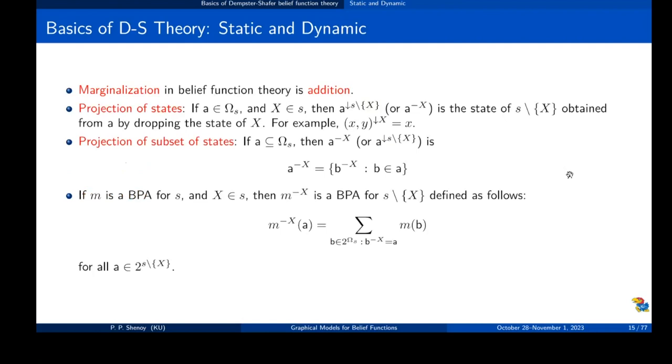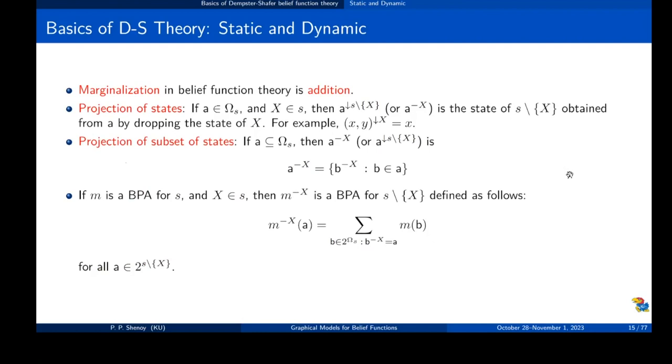So basically, I need to talk about sets. I will talk about projection of states. If A is a state of omega S, and X is a variable in S, I want to remove X from A, bring it down, A minus X. So it's a state of S minus X obtained by just dropping the states of X.